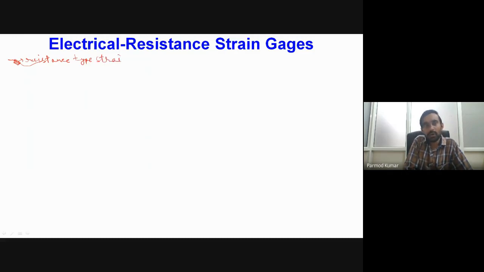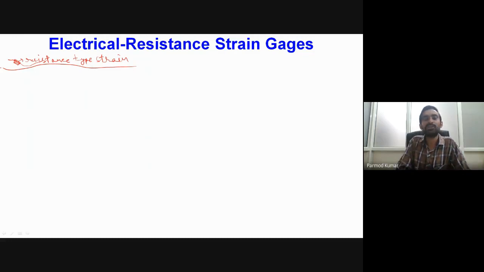Okay, so what will be happening is that when we have certain deformation within our diaphragm, corresponding to that there will be some strain, and that strain value will be reflected over our strain gauge in terms of the change in resistance of the strain gauge. So that's why we call the type of the strain gauge a resistance type strain gauge.